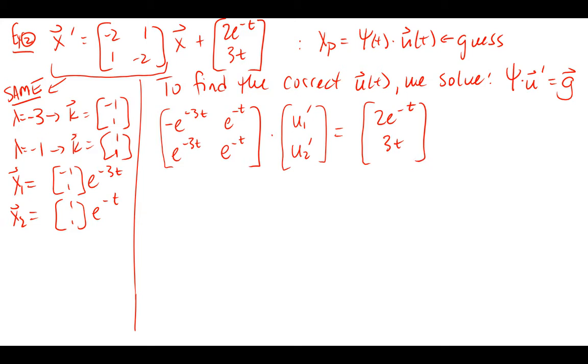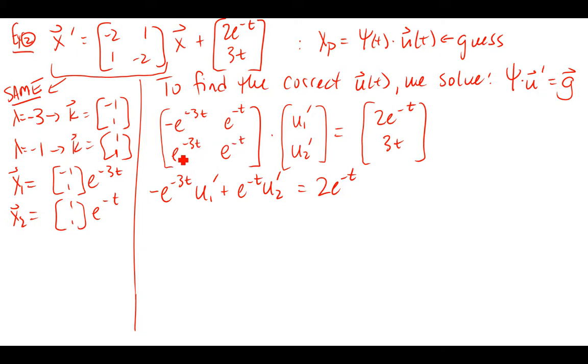Okay, so I got to do my algebra, or the linear algebra first, followed by an algebra step here. So if I do row times column, I get negative e to the -3t u1 prime plus e to the -t u2 prime. And that's supposed to equal 2e to the -t. So that's my top row.